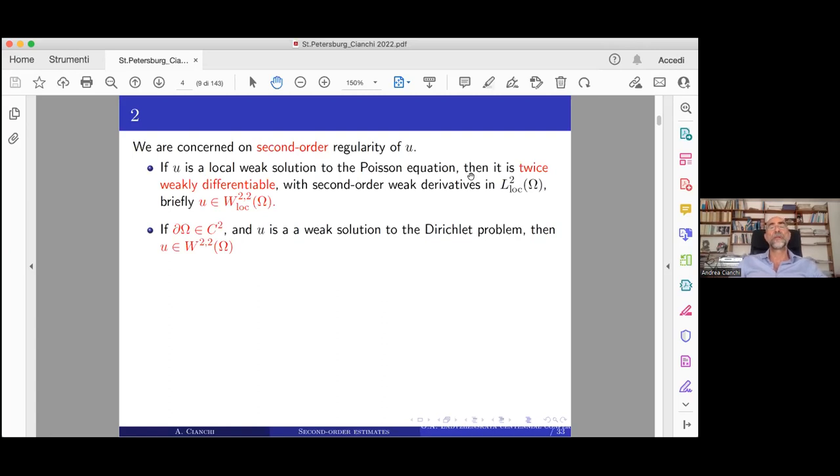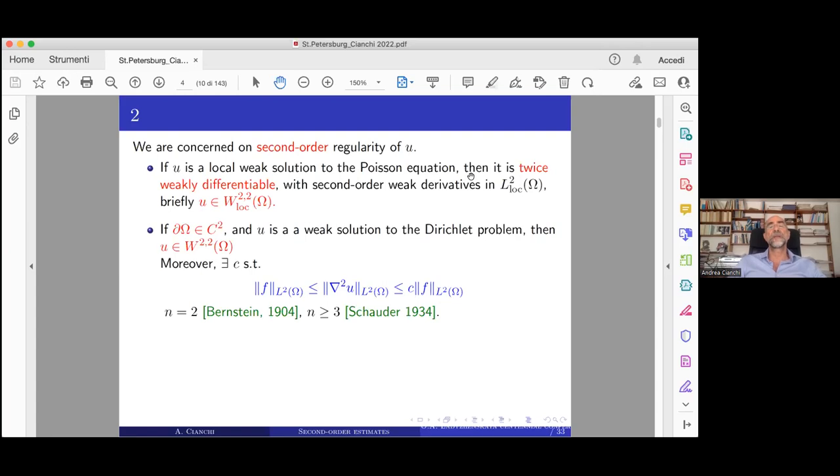If the boundary is sufficiently smooth, for instance, classically a C2 boundary, then the solutions to the Dirichlet problem with zero boundary condition are in fact globally in W^{2,2}(omega). And these second derivatives of the solutions in L2 can be bounded from above and from below by the same norm of the right-hand side. It is a quite classical result that goes back at least to Bernstein in dimension 2 and to Schauder in dimension larger than or equal to 3.